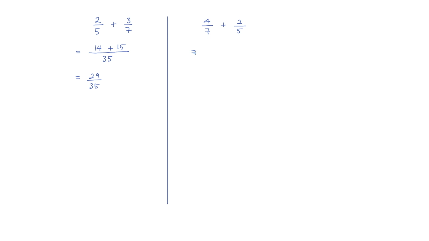So same as before, we draw a nice big vinculum. We multiply the new denominators together, so 7 5s are 35. Cross multiply from top left to bottom right, so 4 5s are 20, and we're adding. And then 7 multiplied by 2 is 14. And then finally, just add these numerator values together. 20 plus 14, that is 34 over 35.